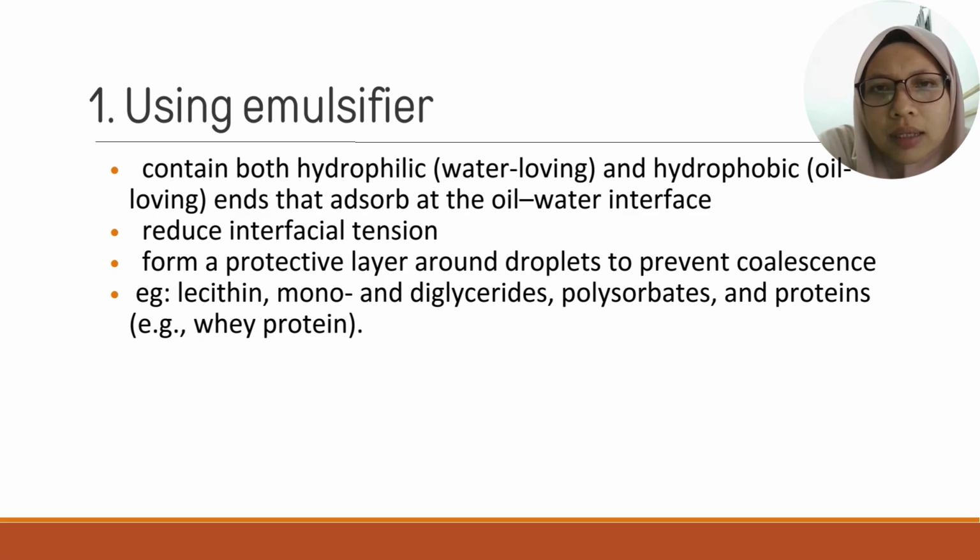So this tension is the force that occurs between the oil and water interface. So this force makes the water and the oil repel each other. So the function of this emulsifier is to reduce this force. So it will hold the oil and the water phases closer to each other. Okay, so at this interface, the emulsifier will form a protective layer around droplets to prevent collision. So examples of emulsifier are lecithin, mono and diglyceride, polysorbates, and proteins. Either way, protein, gelatin also can be one of the emulsifiers as well.